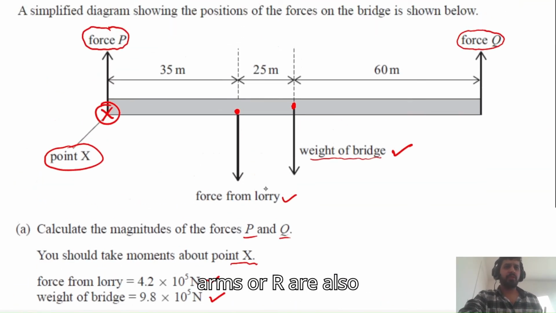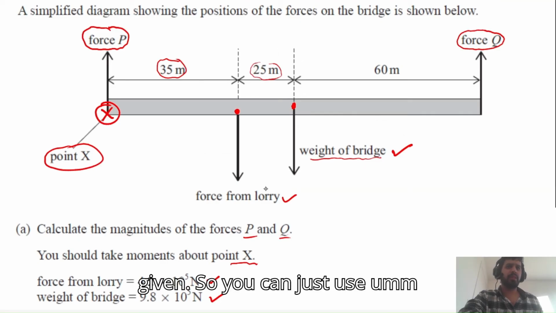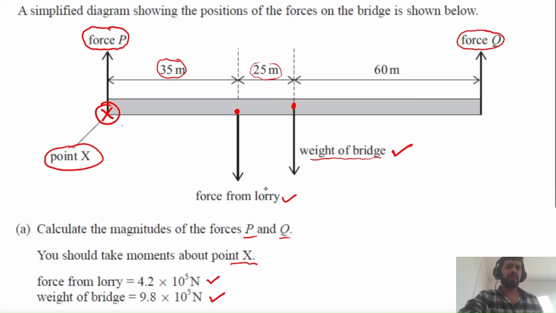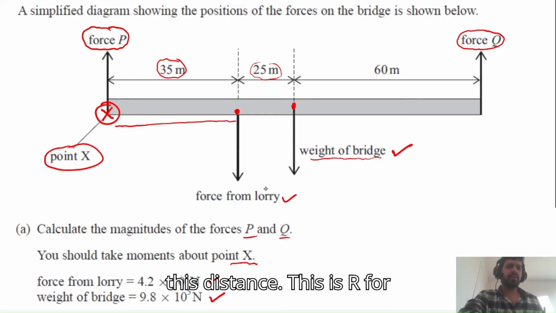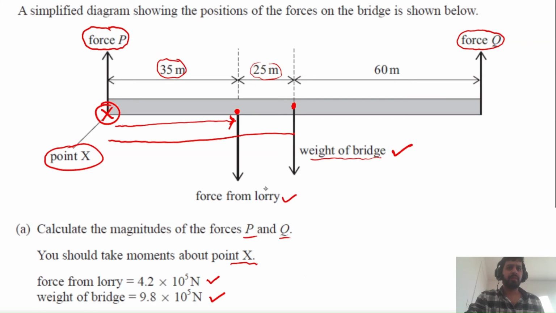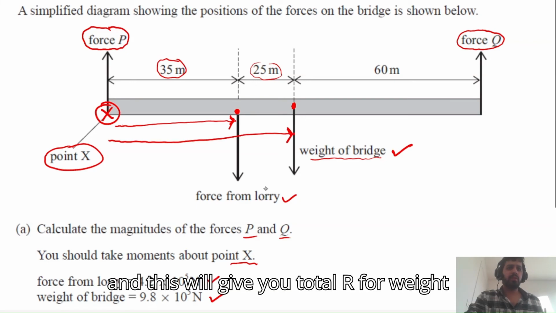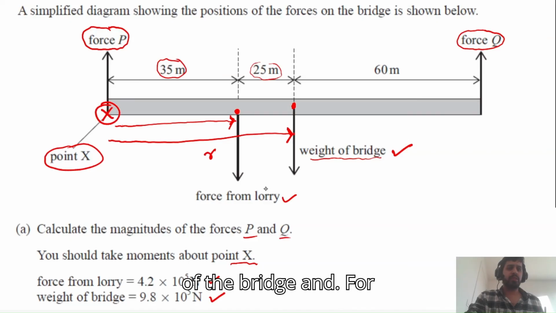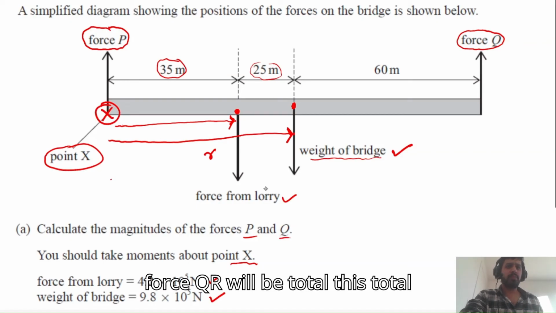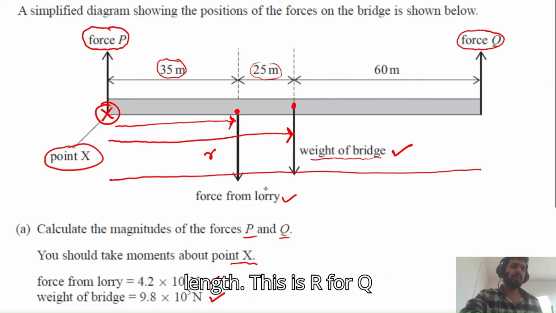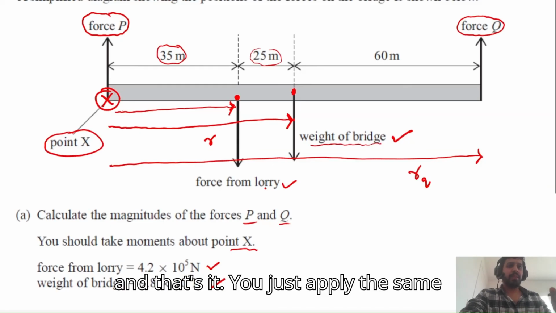Their moment arms, or R, are also given. So you can just use this distance. This is R for the lorry, force of the lorry. So you have to add 25 meters to 35 meters, and this will give you the total R for the weight of the bridge. And for force Q, R will be this total length. This is R for Q. And that's it. You just apply the same equations.